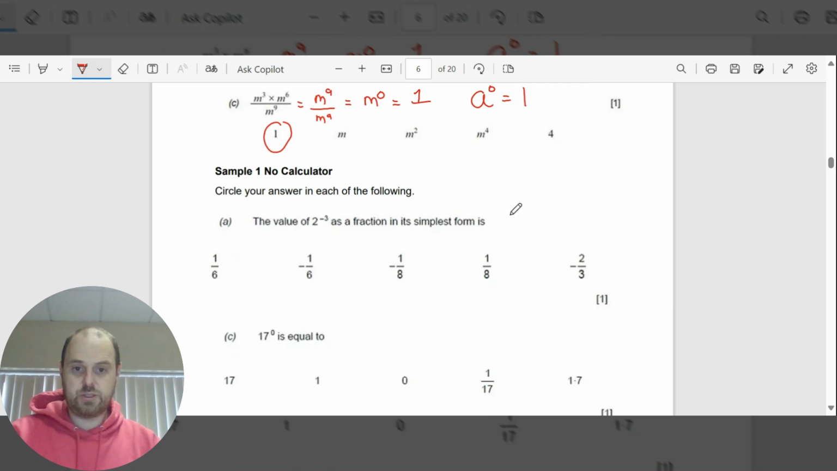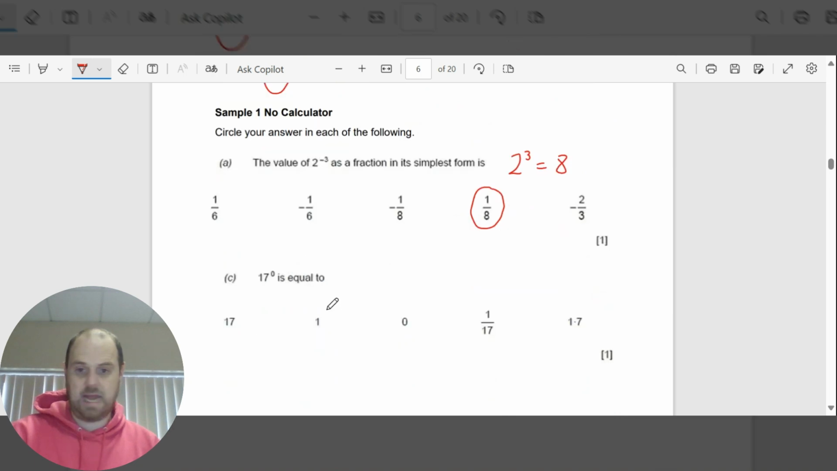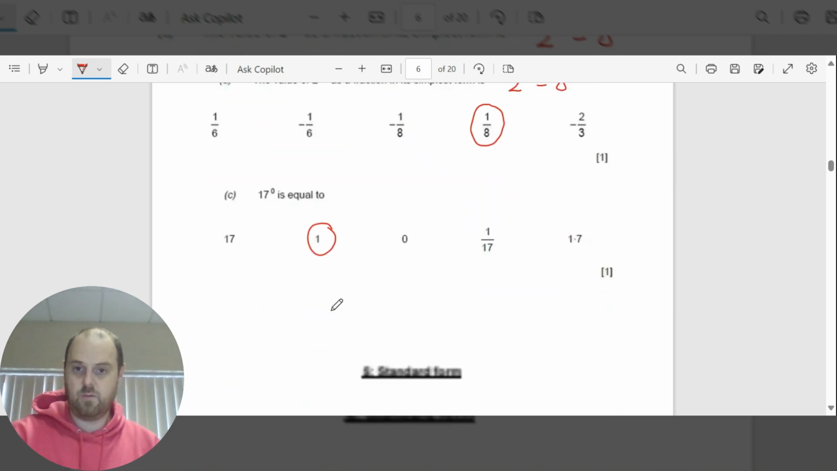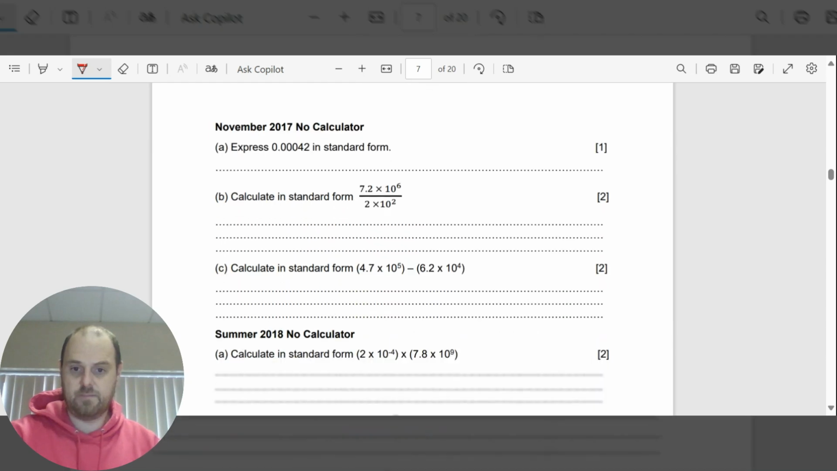Here, 2 cubed is 8. So if it's minus 3, it's 1 over 8. Anything to the power 0 is 1. We're on to standard form.